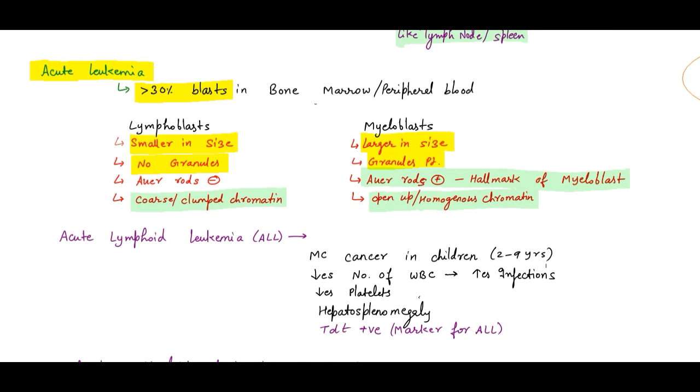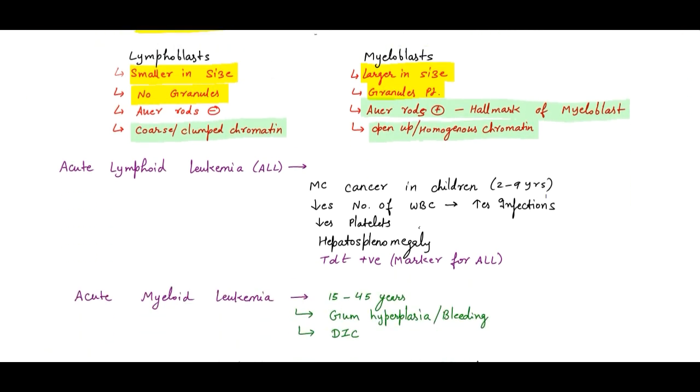Now, acute leukemia can be lymphoid leukemia or myeloid leukemia. Remember, acute lymphoid leukemia is the most common cancer in children. So if you don't know anything about the leukemia, just check the age. If you find the age 2 to 9 years, meaning less than 10 years, then it will be acute lymphoid leukemia. This is the most common cause of cancer in children.